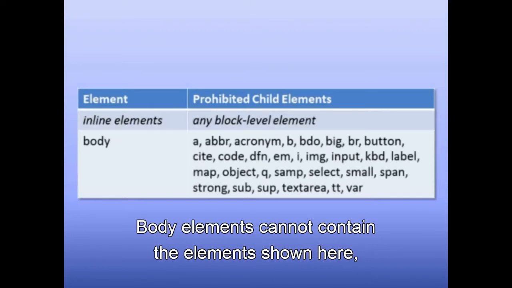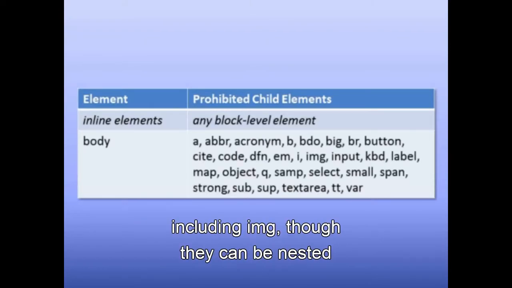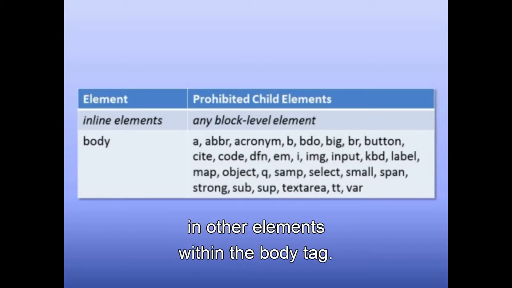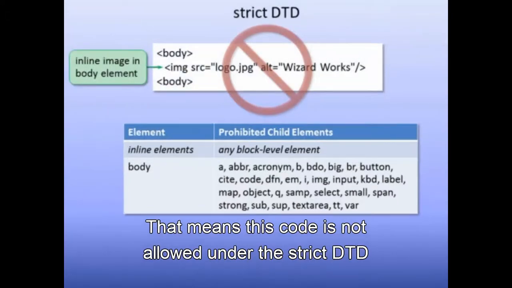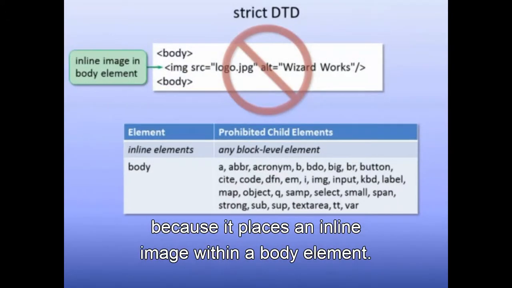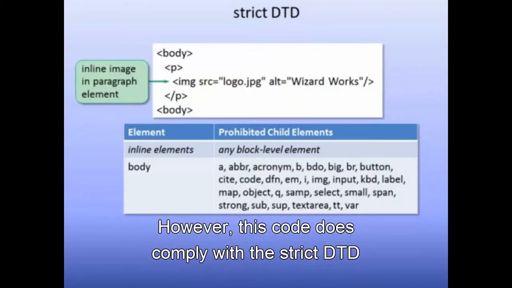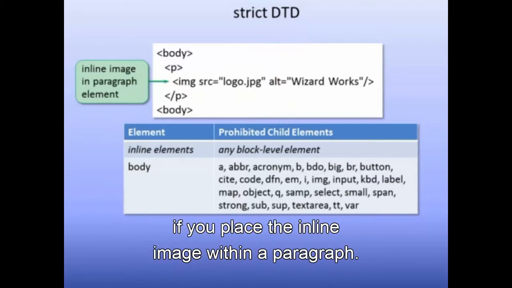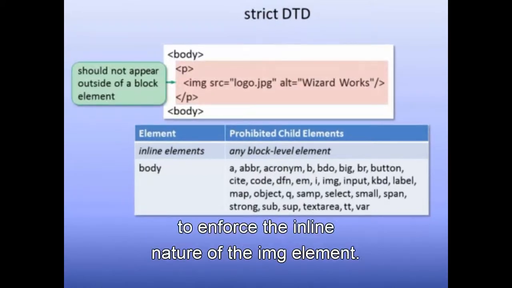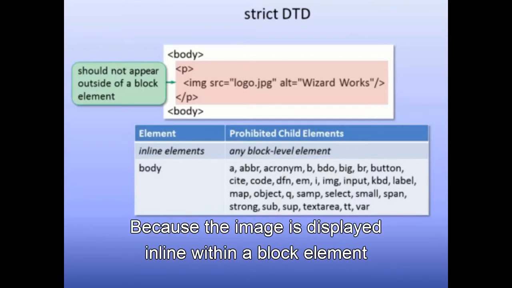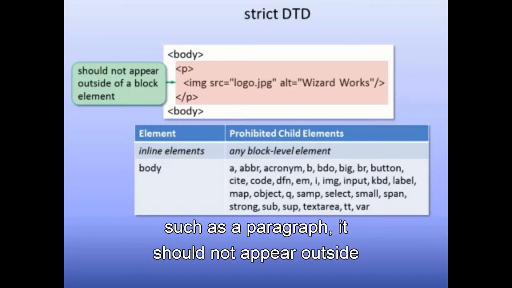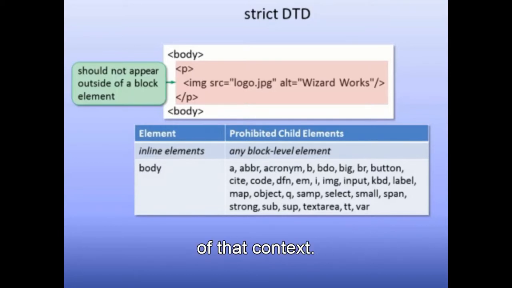Body elements cannot contain the elements shown here, including IMG, though they can be nested in other elements within the body tag. That means this code is not allowed under the strict DTD because it places an inline image within a body element. However, this code does comply with the strict DTD if you place the inline image within a paragraph. The goal of this rule is to enforce the inline nature of the IMG element. Because the image is displayed inline within a block element such as a paragraph, it should not appear outside of that context.